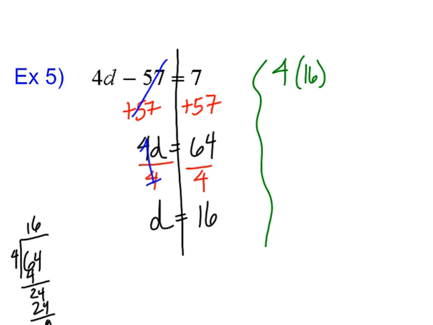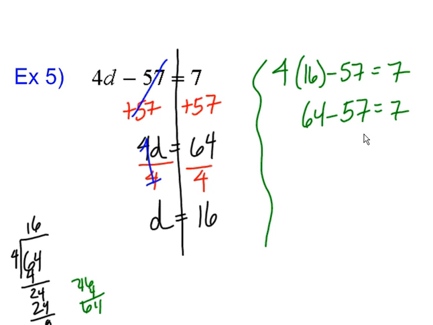4 times 16 minus 57 equals 7. Again, if you want to do some side work and say, I need to know what 16 times 4 is, I find out that that's 64. 64 minus 57 is indeed 7. So that checks out. So our answer is indeed 16. Hopefully you've learned a little bit more about solving two-step equations.